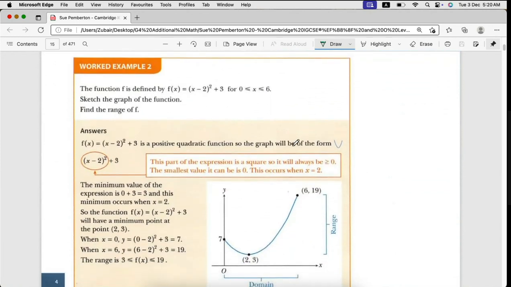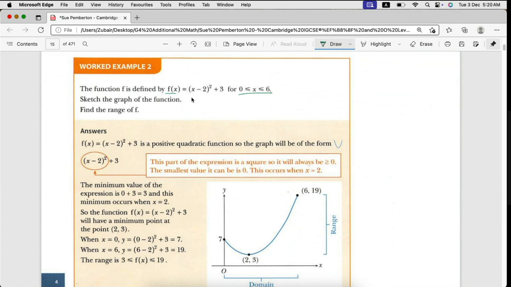Worked example 2. The function f is defined for f of x equals x minus 2 whole square plus 3, and for the domain 0 to 6, values of x. Sketch the graph of the function and find the range of the function.